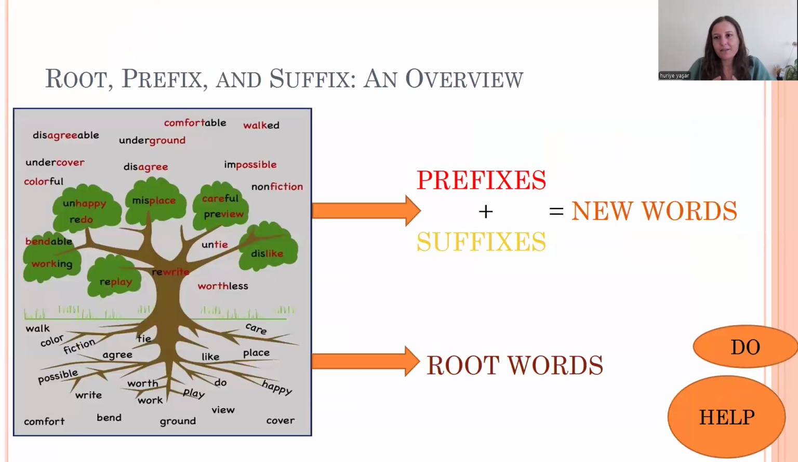Let's look at the basic definitions of those terms. A base word can stand alone and has meaning. The English language is like a tree. If you learn the root word, you can work out many other parts. For example, do and help. Do and help are the words that express actions. Keep in mind that do and help are root words. If you know root words, you can add prefixes and suffixes to make more words. By learning prefixes and suffixes, you can quickly increase the number of words you know.